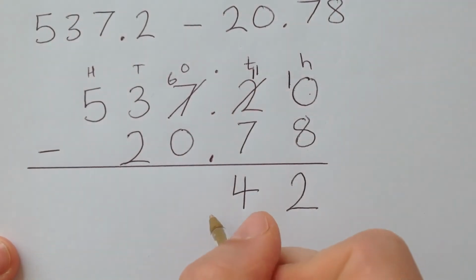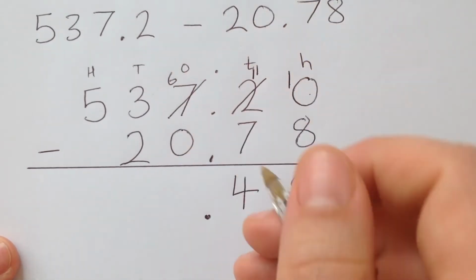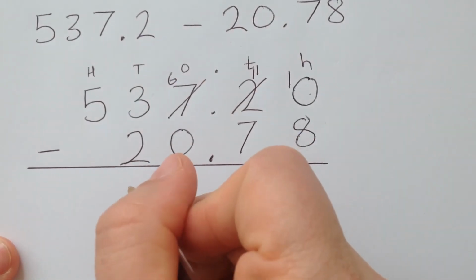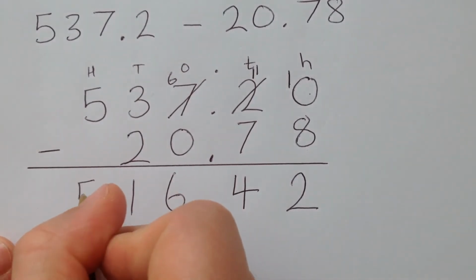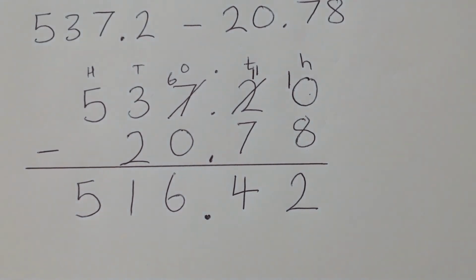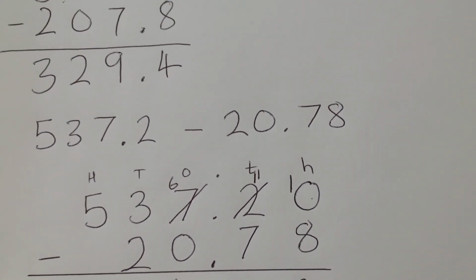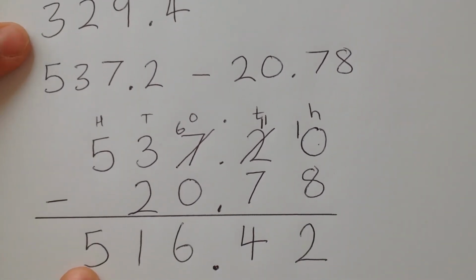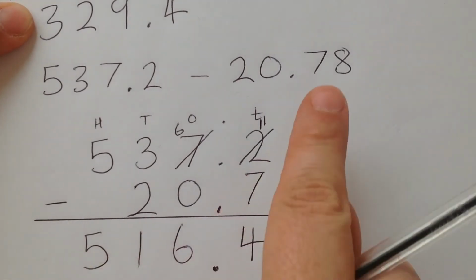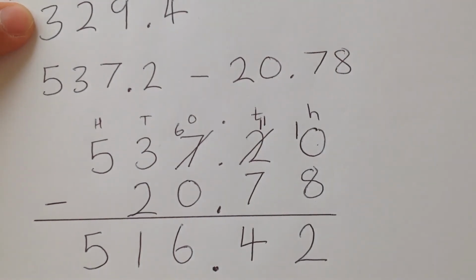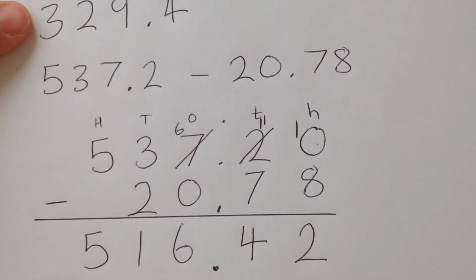Do not forget that decimal point. Crucial, most important part of answering this. 6 take away nothing is 6. 3 take away 2 is 1. 5 take away nothing whatsoever is 5. So the answer is 516.42. Notice that suddenly these numbers have no similarity between my answer up here earlier. So moving one of those decimal points into a new place completely changed the problem.